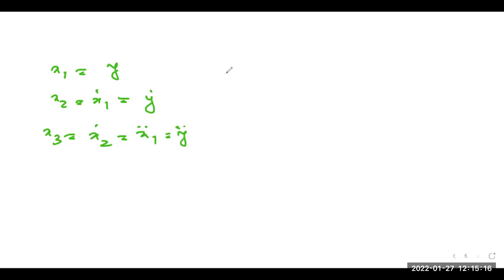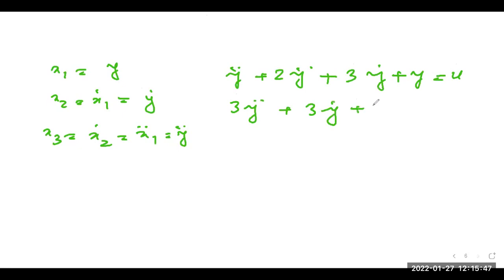So what is the equation given? Y double dot plus 2y double dot, yes or no? Yes, sir. Plus, what is plus that? 3y dot plus y equal to u. So this will be 3y double dot plus 3y dot plus y equal to u. So you see 3y double dot.